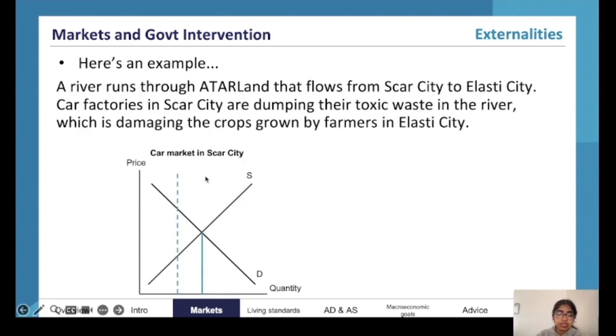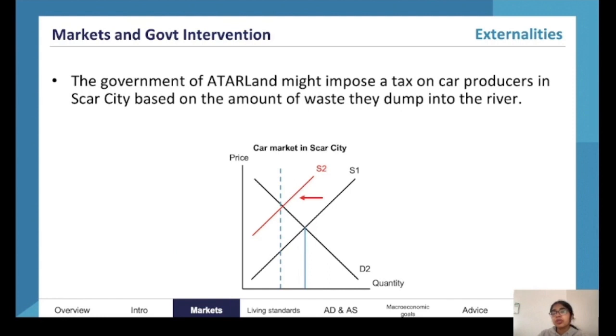So for example, let's look at this. There's a car market, right? It's here. It's at equilibrium. But if people realize the social cost of consuming these cars from these car factories, the demand might actually be lower. There might actually be fewer cars produced in the end. So the problem with a free market is the failure to realize those social costs.